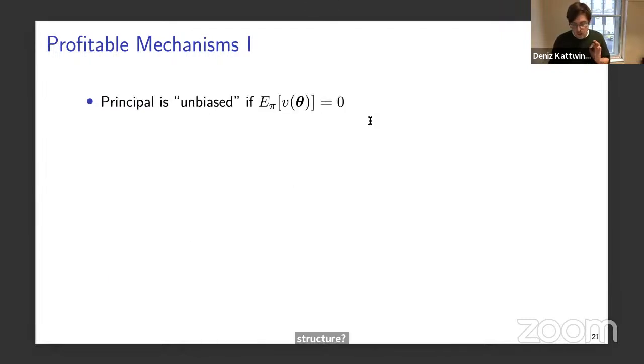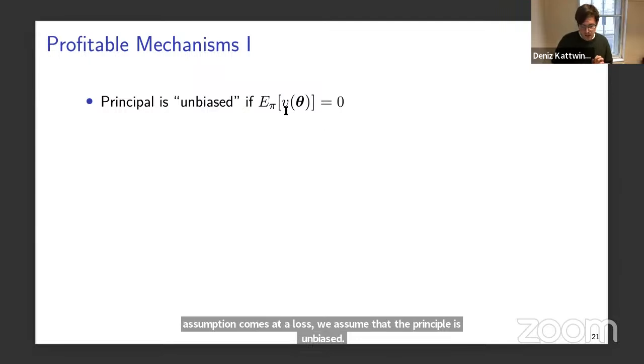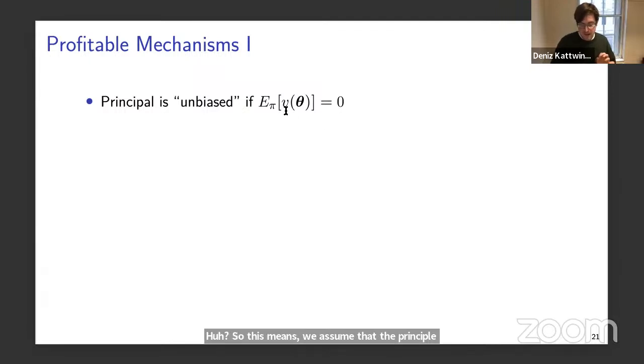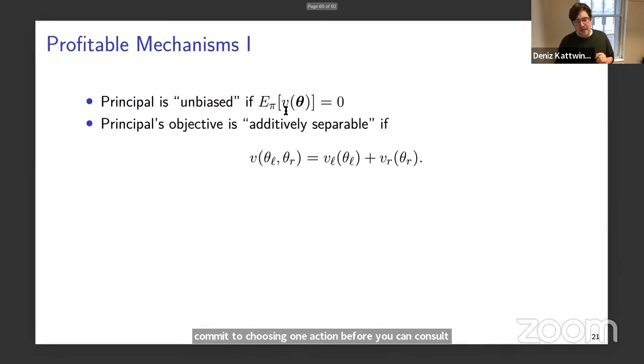So we make one assumption, and this assumption comes at a loss. We assume that the principal is unbiased. This means that ex ante, he is indifferent between choosing left and right. If he would have to commit to choosing one action before he can consult the agents, he would not mind left or right.